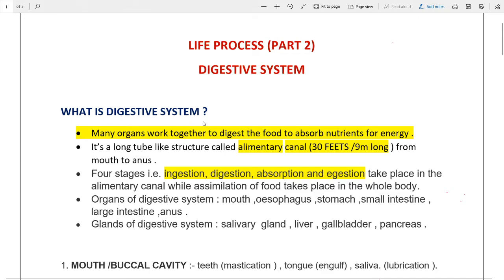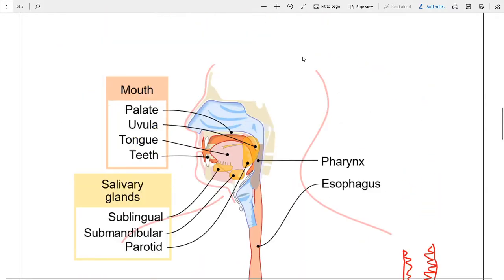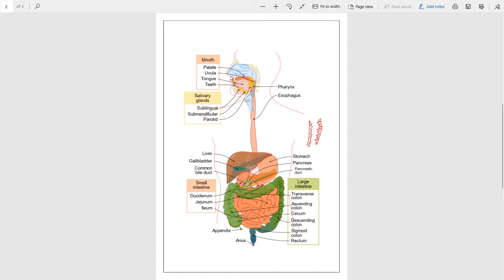And in this digestive system, as you can see in this picture, there are various organs like mouth, esophagus, stomach, liver, everything. These organs work together to form a complete system, which is called the digestive system. The first organ, as you can see in this picture, is the mouth, and then it leads to the pharynx, the esophagus, and then this sac-like structure, which is called the stomach.